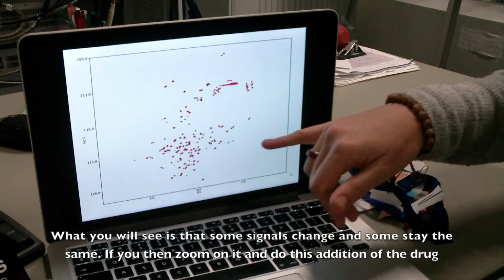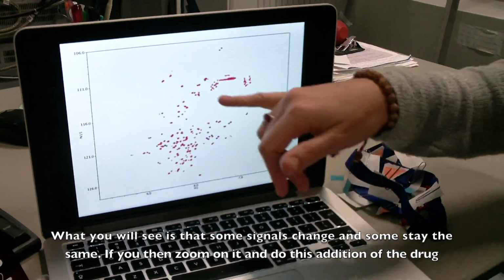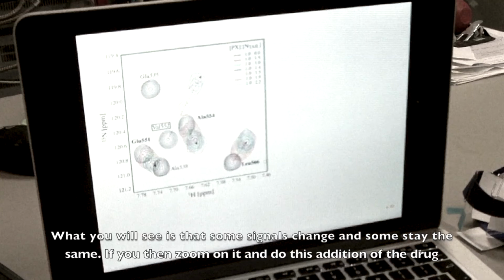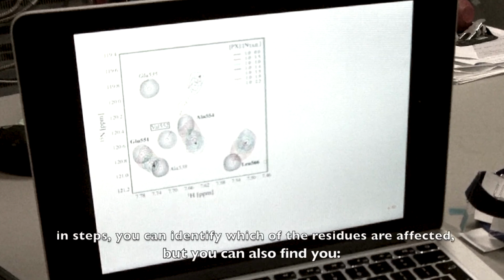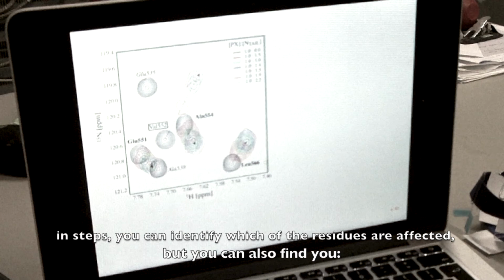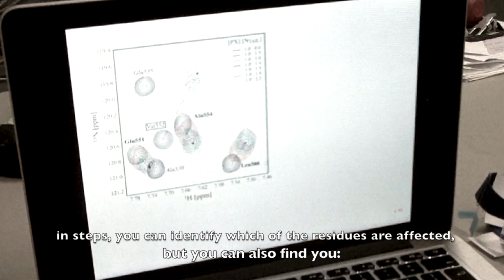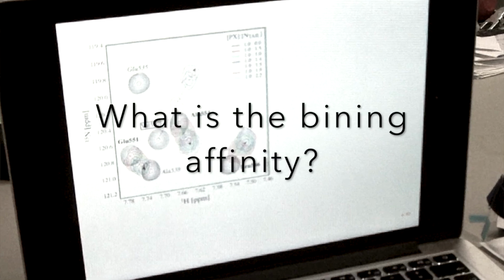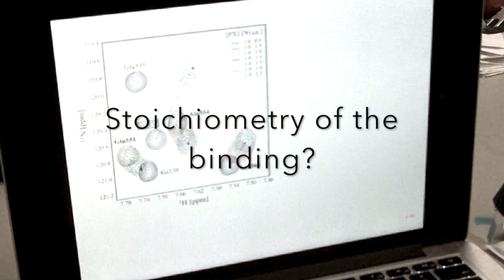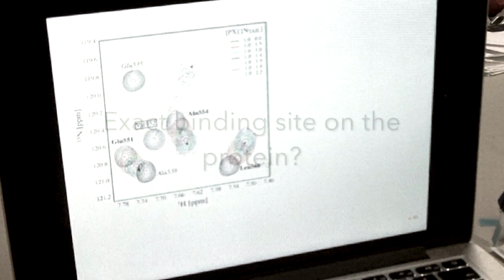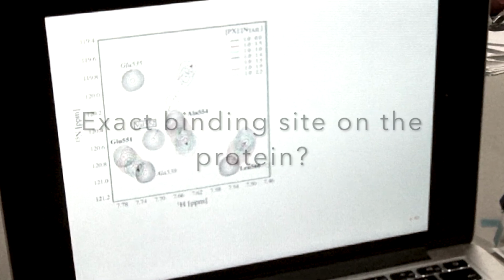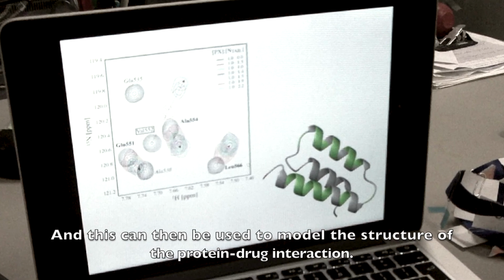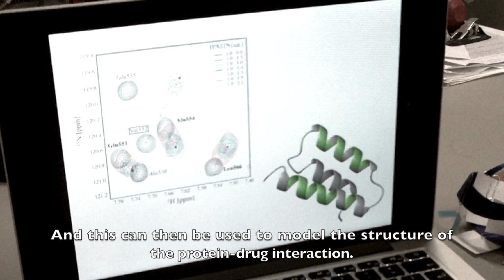What you will see is that some signals will change and some stay the same. If you then zoom in on it and do this addition of the drug in steps, you can identify which of the residues are affected, but you can also find out what is the binding affinity, what is the stoichiometry of the binding, and what is the exact binding site on the protein. And this can then be used to model the structure of the protein-drug interaction.